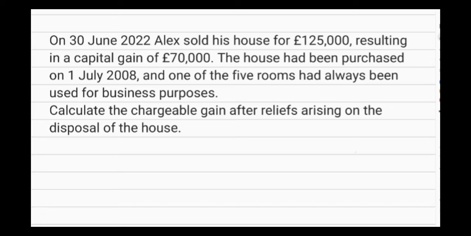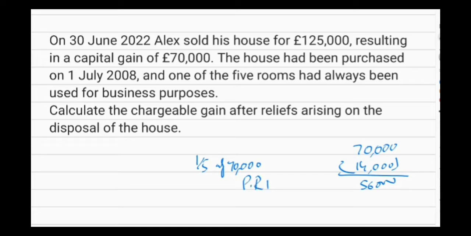So if it is a total gain of 70,000, 1/5 of the gain becomes immediately chargeable because it is used for business purposes. It won't qualify for the PRR relief. So 1/5 of 70,000 is deducted from this, and the remaining amount of 56,000 is the PRR relief. You can present it this way: 56,000 is the PRR relief because 1/5 of the house has been used for business purposes. So this 1/5 part, meaning 14,000, is chargeable.